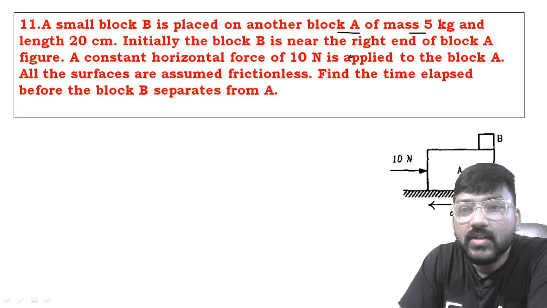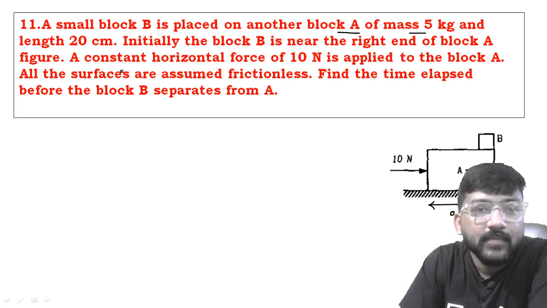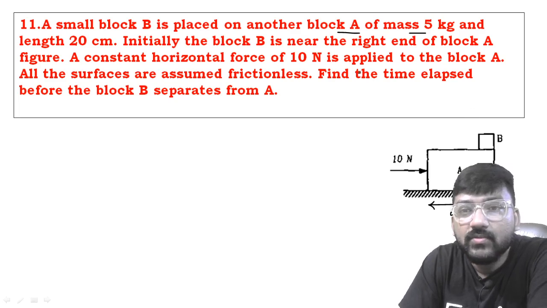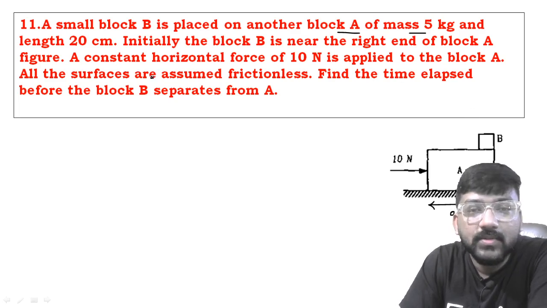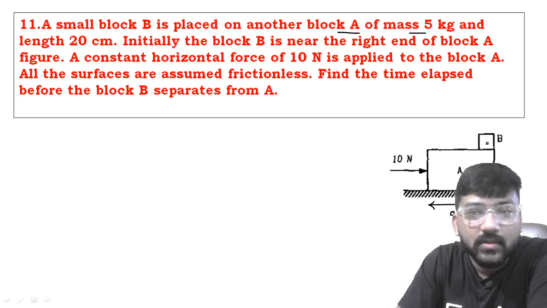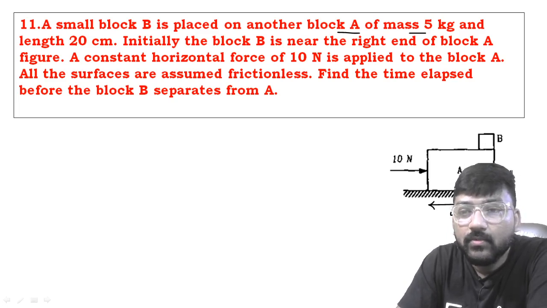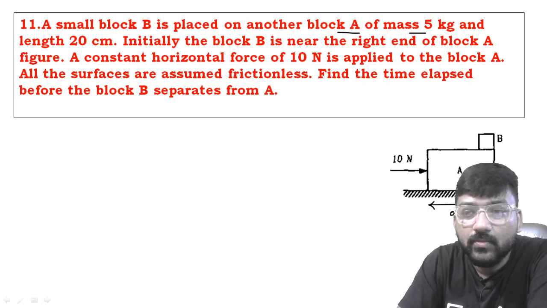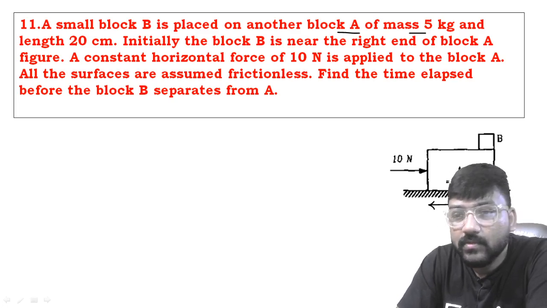Initially the block is near the right end of block A, that you can see from the figure. A constant horizontal force of 10 Newton is applied to the block A. All the surfaces are assumed frictionless. Find the time elapsed before the block B separates from A. So here, as the surface is frictionless, there will be no force exerted by A on B. So B will be at rest at its position and A will move. So when A moves the distance 0.2 meter, B will separate from A.